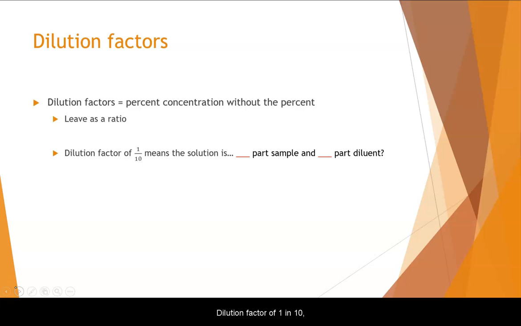So a dilution factor of 1 in 10 means that the solution is, pause the video and try and figure it out. All right, it means that the solution is 1 part sample and 9 parts diluent, not 10, because we know that this denominator is the total, which means we have 1 over 1 plus 9 more, which would be the same thing as 1 over 10.